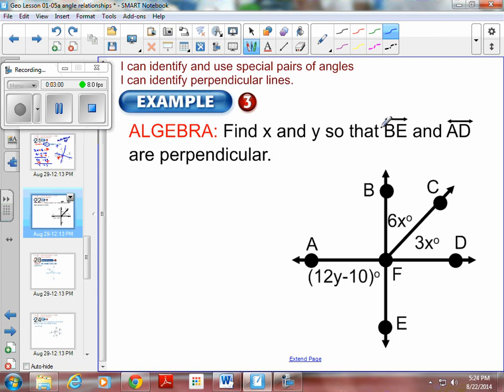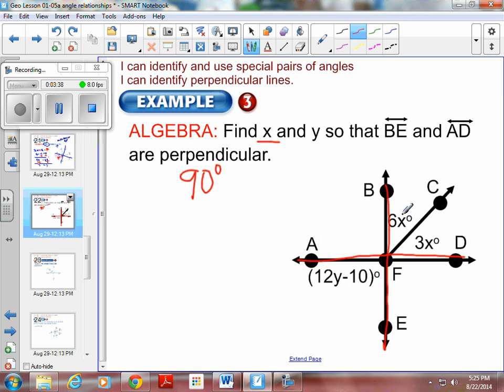Find x and y so that BE and AD are perpendicular. And what does perpendicular mean? Perpendicular means 90 degrees. So we want BE, B to E, and AD, A to D, to be 90 degrees. And you want to find x and y, so what's going to help us here? Well, you could add these two together, or you could just take this one amount, whichever one you want. Eventually we're going to have to do both because we do have to find x and y. So I'm going to do x first.